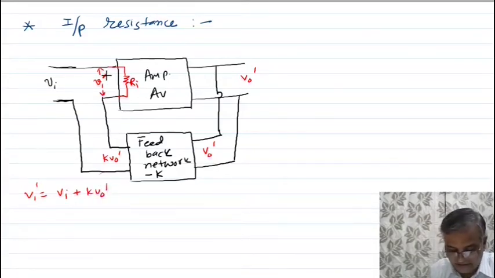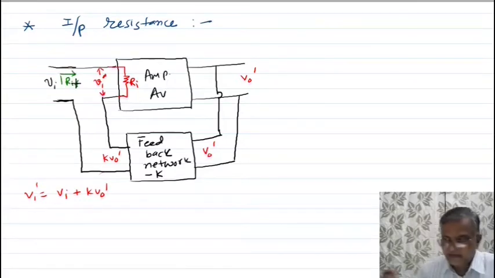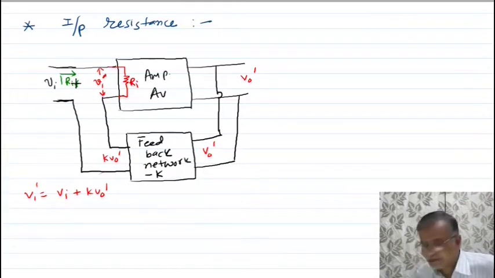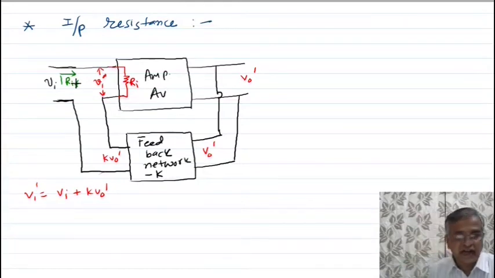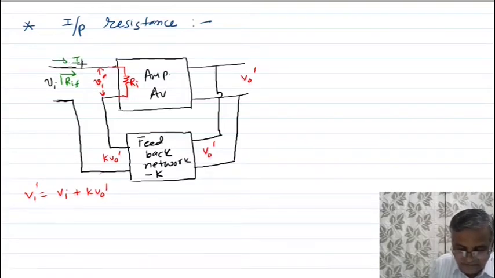As a result, as the feedback voltage is in series with the input, then this is a negative feedback. So the input current decreases. As a result, input resistance increases. So your input resistance with feedback, I should write, Rif, where the current flowing is I.